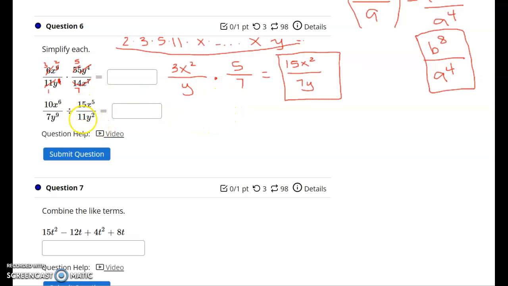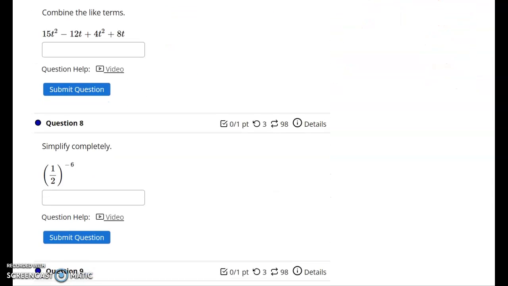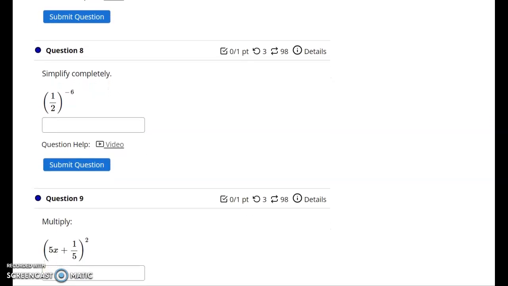This one will be really similar. You'll just need to flip it. So I'm going to leave that one for you. I'm going to leave 7, 8, I'm going to leave 9.